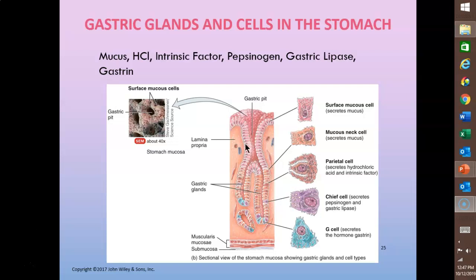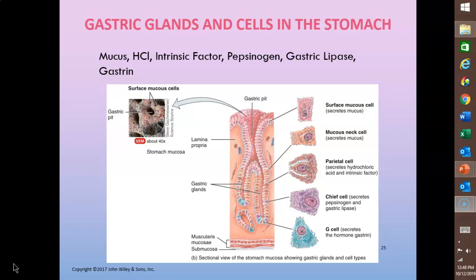Here's our simple columnars. The epithelial cells are going to extend down into the connective tissues that make up the lamina propria, and they form columns of secretory cells called gastric glands. And the gastric glands are going to open into the bottom of narrow channels called gastric pits. The gastric glands contain exocrine gland cells that are going to secrete their products into the stomach lumen. So we'll look at some of those cells and what they secrete.